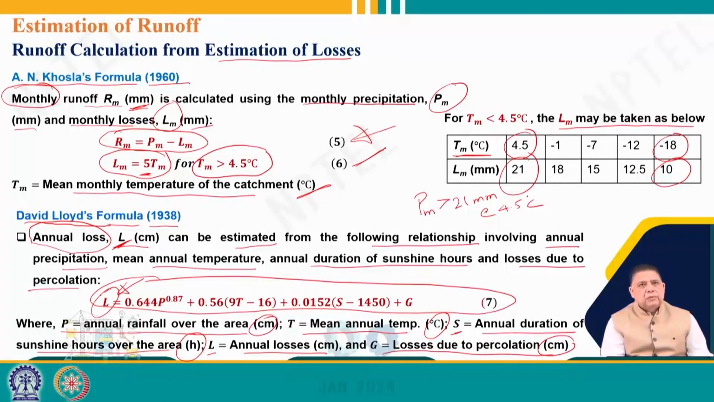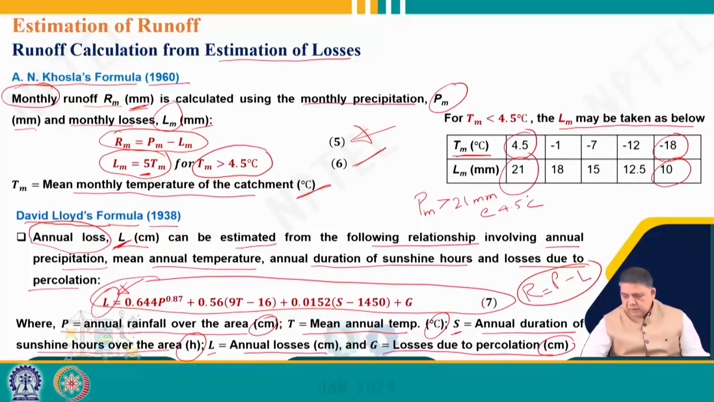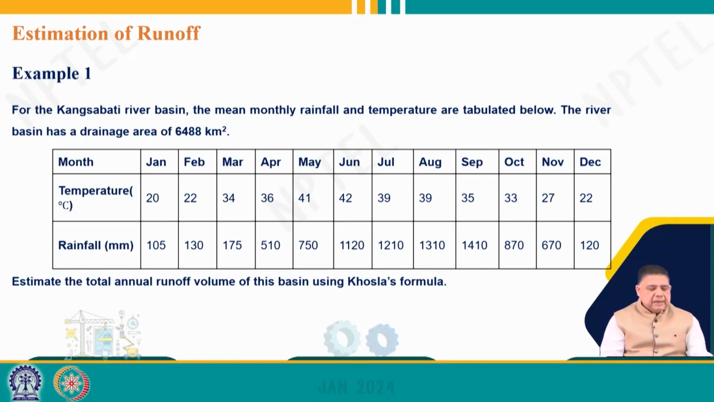And of course, once we know the loss, then obviously, as I already mentioned, runoff will be nothing but precipitation minus loss. So, using this relationship, we can find out what amount of runoff has occurred in the basin. So, pretty straightforward methods of calculating runoff. Let us take an example.